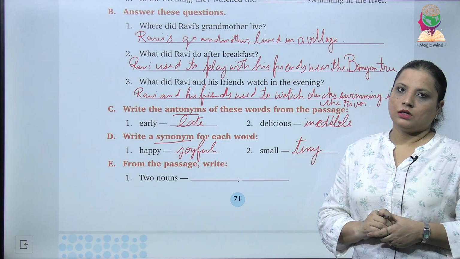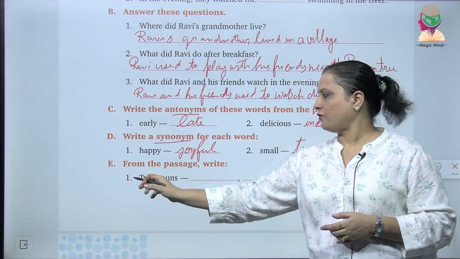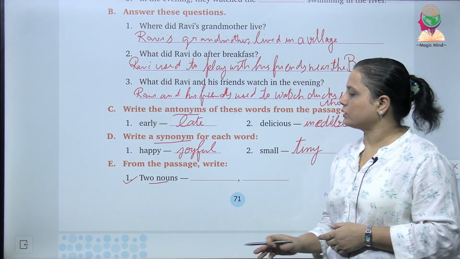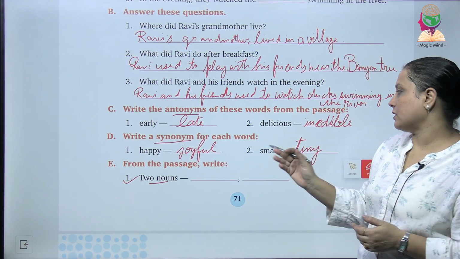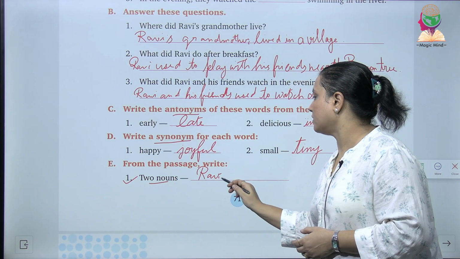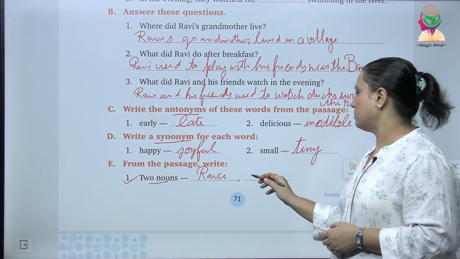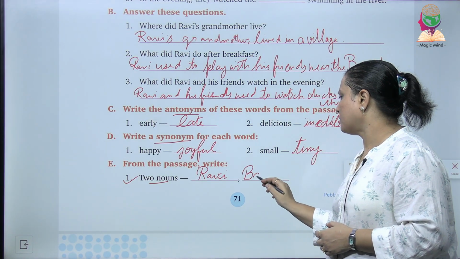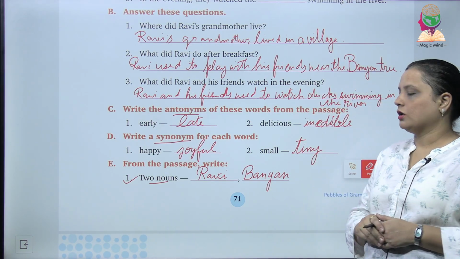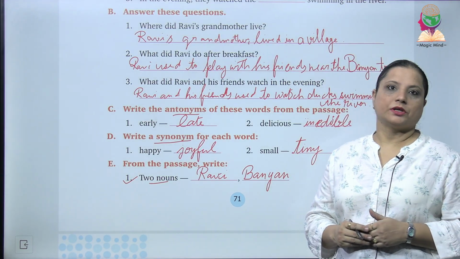Then the E question. From the passage you have to write the given things. The first thing which they are asking is two nouns. So what I am writing here is, first I am writing the name of the boy whose name was what? Ravi. And the second thing I am writing over here is banyan. What is banyan? Banyan is again a name of a tree. So these are the two nouns. Now let's move to the next page.